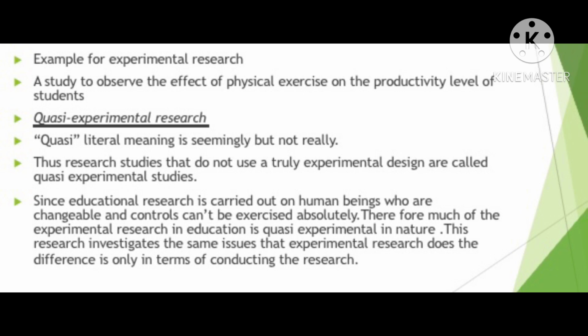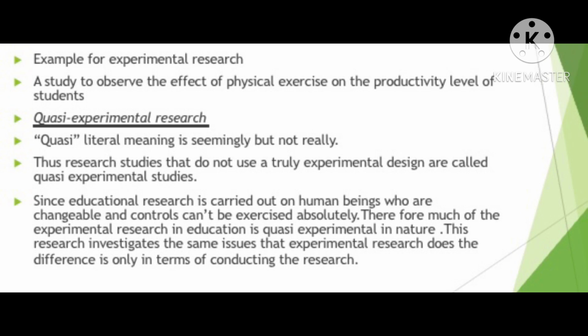Educational research is carried out on human beings who are changeable, and control can't be exercised absolutely. We know that in the educational field we are doing experiments on students or teachers. All of them are human beings, so we cannot keep control to a maximum level. We can keep control at a minimum level only on human beings, so we usually use the quasi experimental method in the field of social science. Therefore, much of the experimental research in education is quasi experimental in nature.